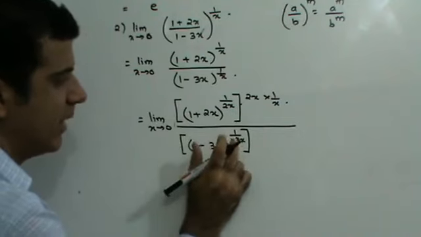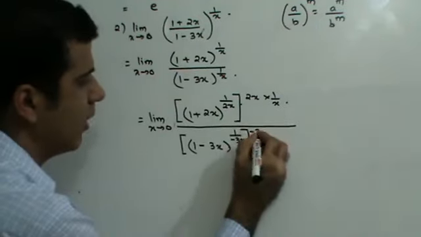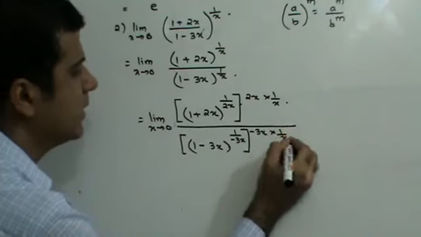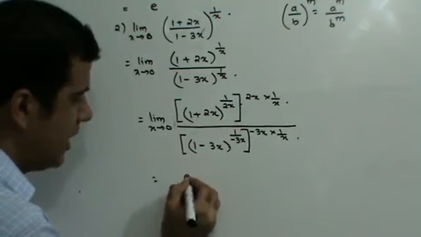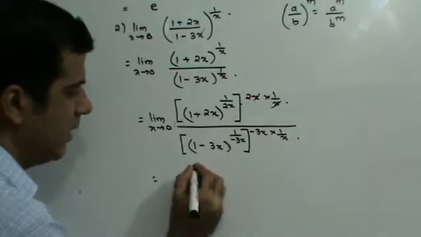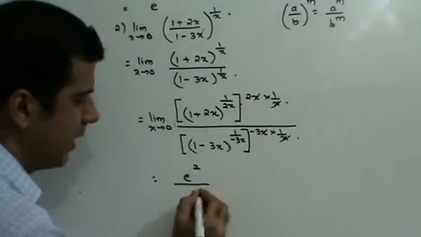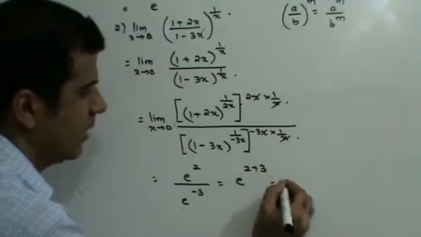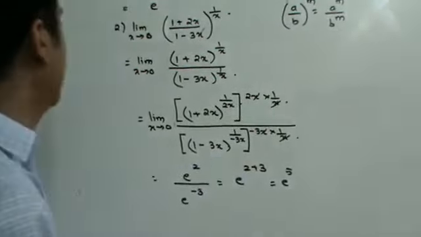With the minus sign I am taking it. Since I have multiplied the denominator by minus 3x, I have to multiply the numerator also by minus 3x into 1 upon x. This bracket is going to be equal to e, x and x gets cancelled, e squared upon e raised to minus 3, laws of indices, e raised to 2 plus 3, e raised to 5. Right? Let's move on to the next sum, guys.